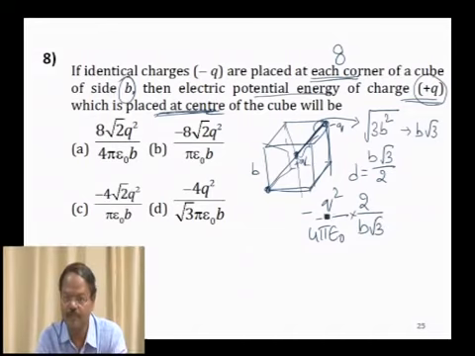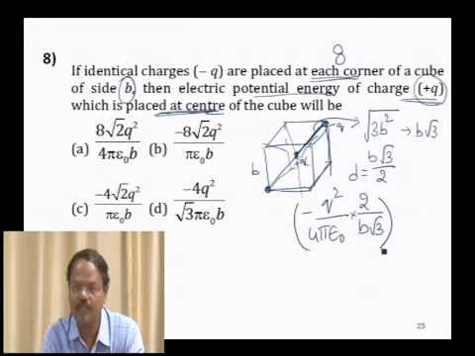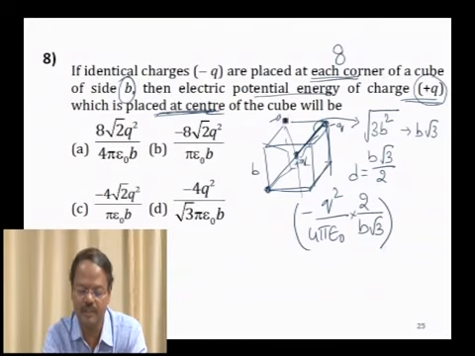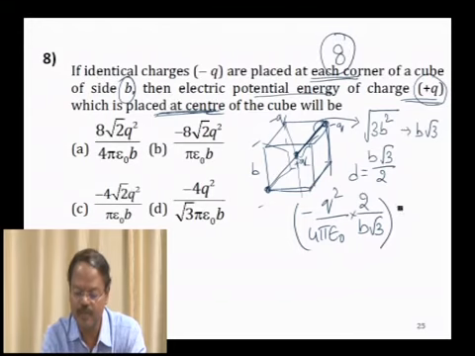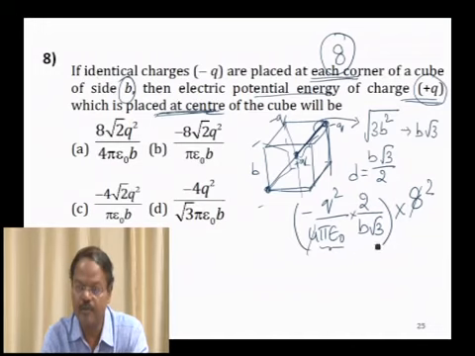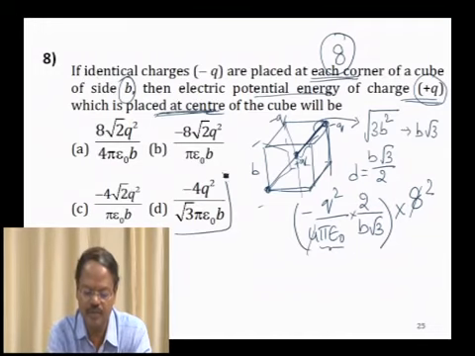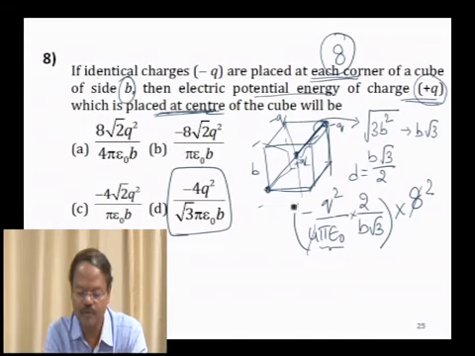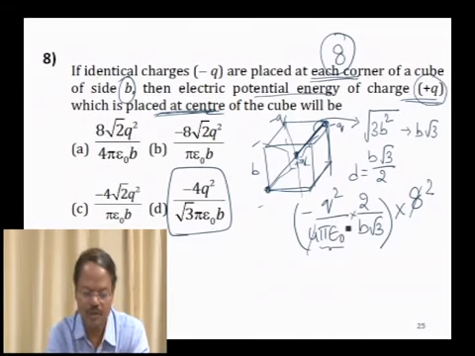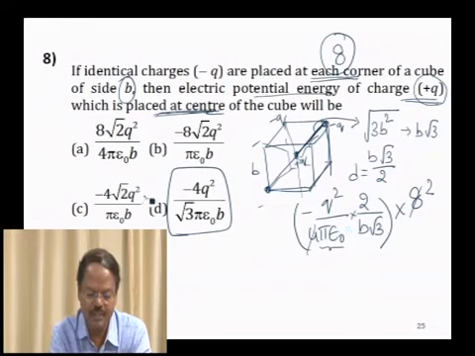This is for one of them, and the total potential energy of all of these minus charges in all the 8 corners is to be multiplied by 8. So, you can see that 4 2s are 8. So, you should get 2 into 2, 4 with a minus in the numerator, Q square over pi epsilon B root 3. So, that coincides with this one, minus 4Q square root 3 pi epsilon naught B. So, the correct option is D.